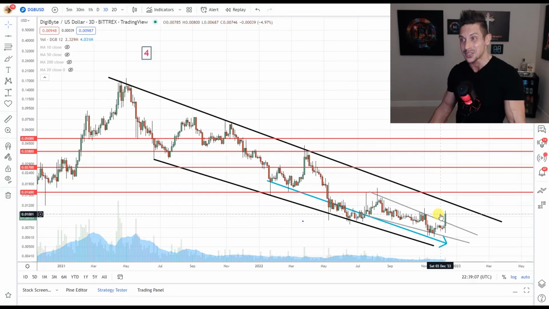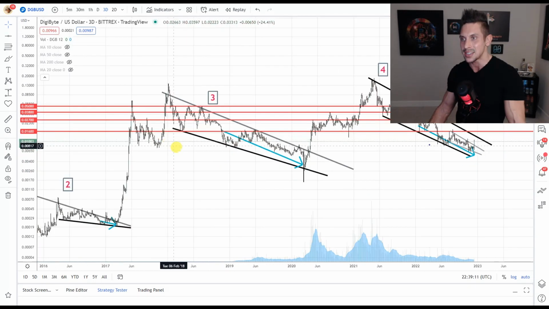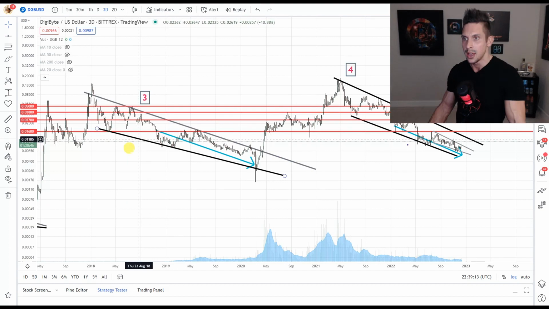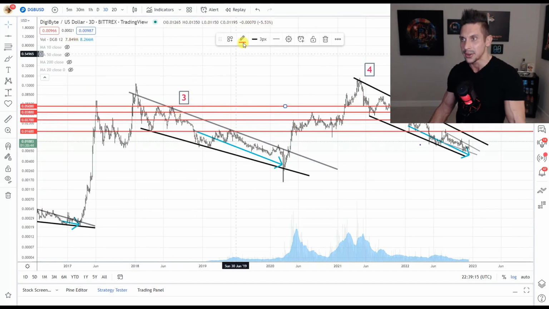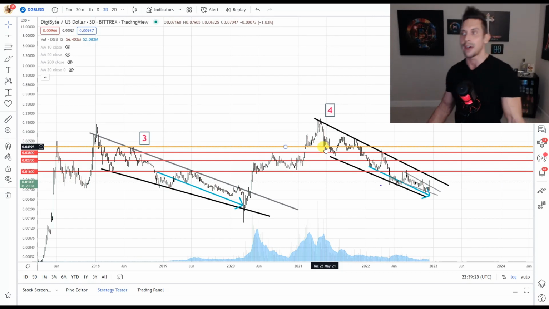Once Digibyte starts to clear 5 cents, I'm going to go back in time here. Once we clear this area, this top line right here, let's turn it orange so you can really see it, look at how much price action is above 5 cents. Not a whole lot, right? So once we start to clear 5 cents and get candle body closes above 5 cents, we should start to feel uber bullish for further digipumps, okay?